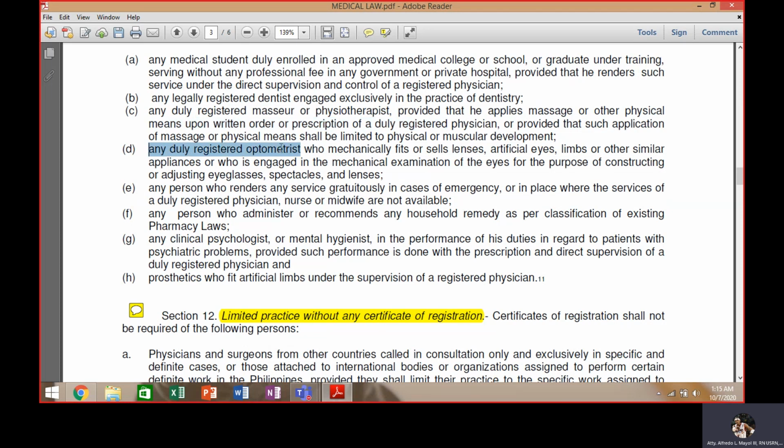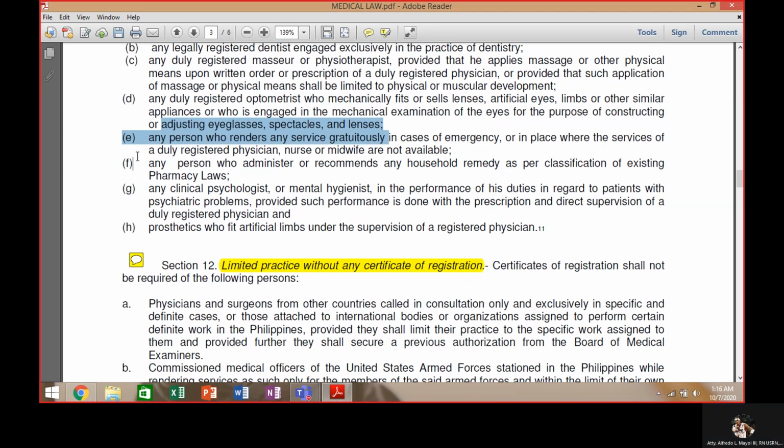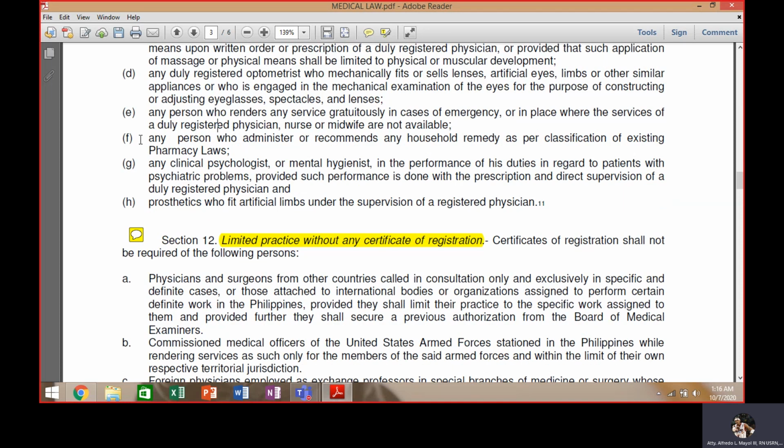Another, any duly registered optometrist who mechanically fits or sells lenses, artificial eyes, limbs, or other similar appliances, or who is engaged in the mechanical examination of the eye for the purpose of constructing or adjusting eyeglasses, spectacles, and lenses. Next, any person who renders any service gratuitously. So when you say gratuitously, free of charge, okay? In cases of emergency or in place where the services of a duly registered physician, nurse, or midwife are not readily available. Next, any person who administer or recommends any household remedy as per classification of existing pharmacy laws.